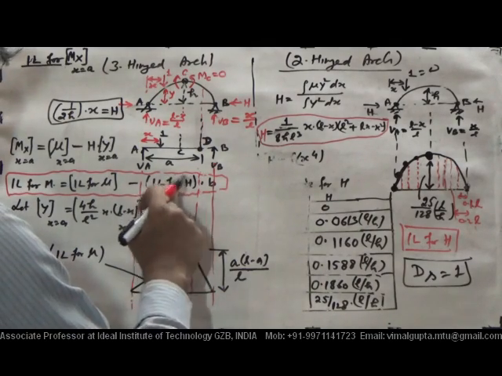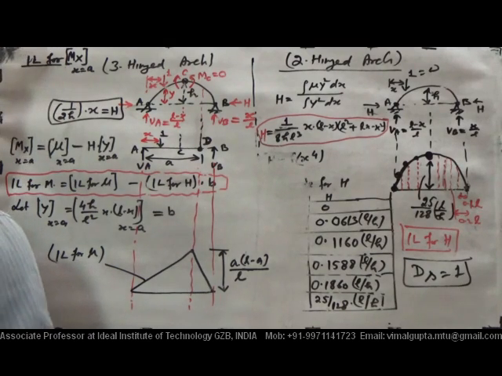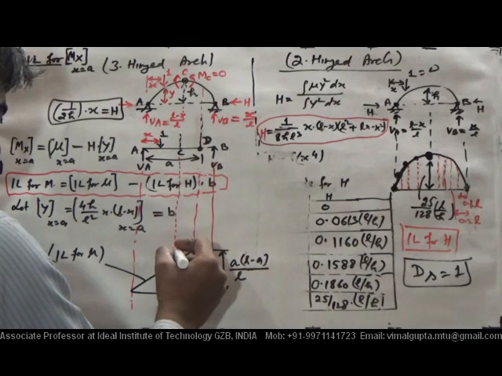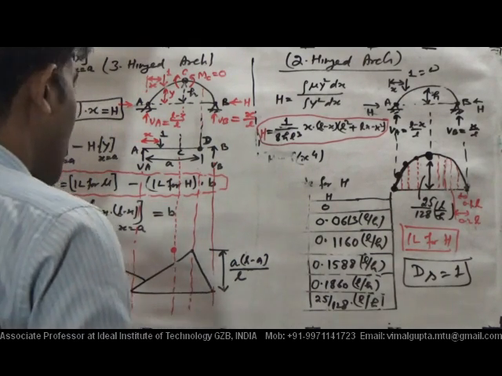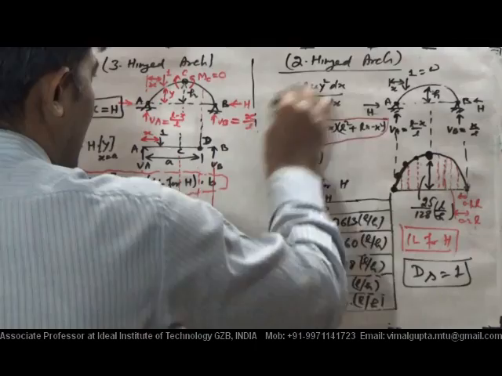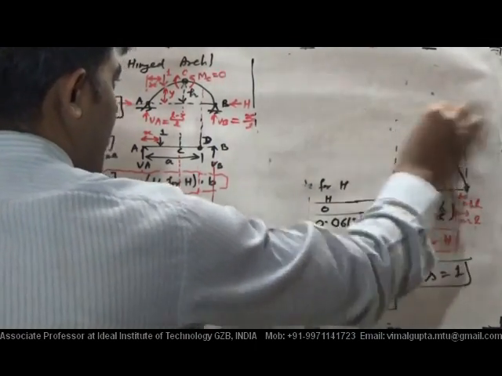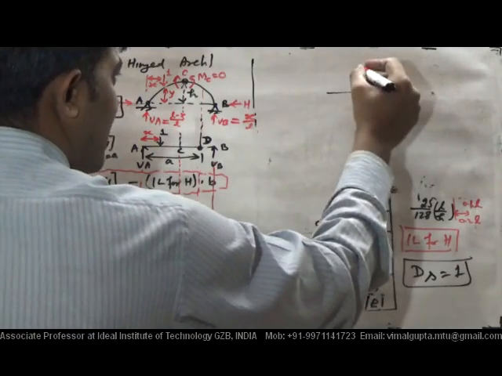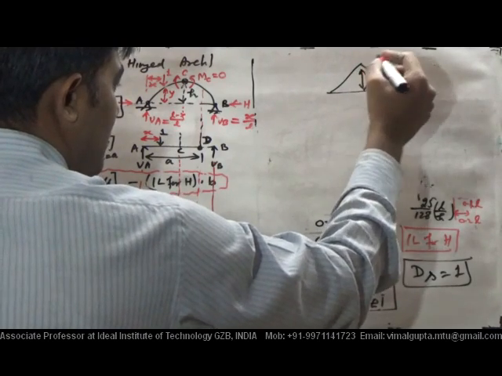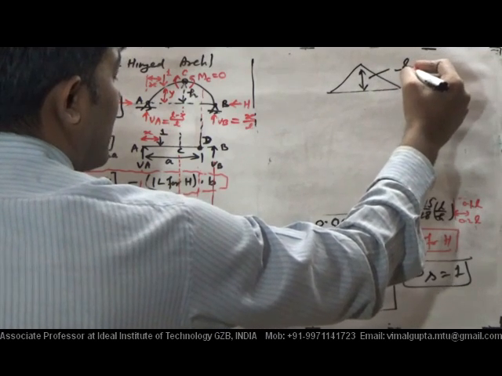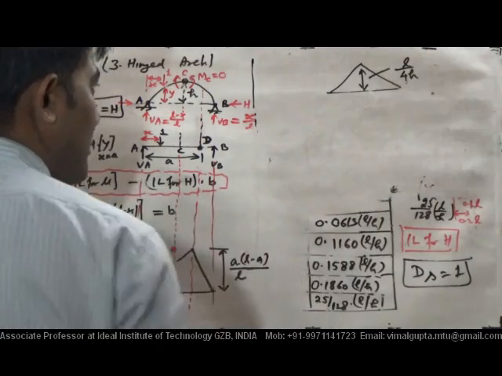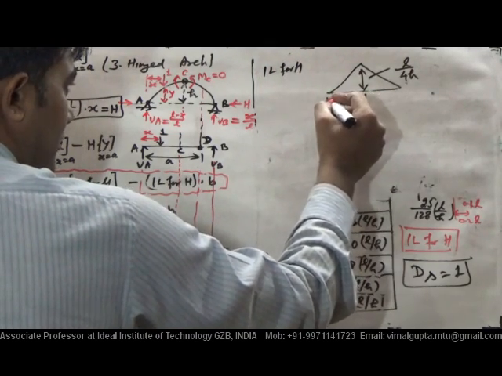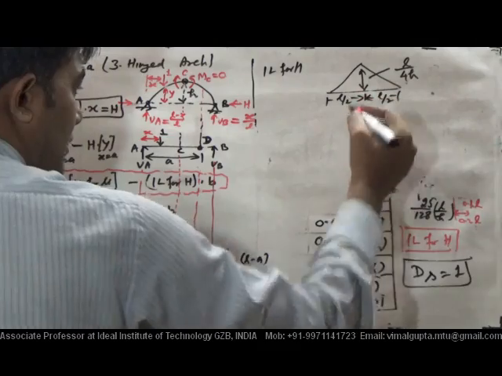And the IL for H. Since we have calculated the IL for H, and we know that value at the crown, what is the shape of the IL? The shape of the IL is this one. At the crown, that value is L by 4h. This is the value of the IL for H at x equal to L by 2. This is the R.